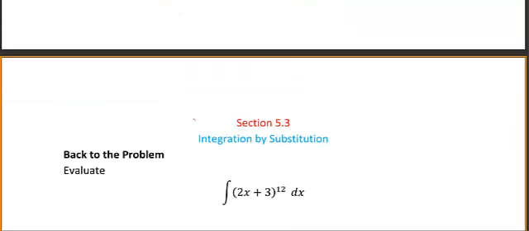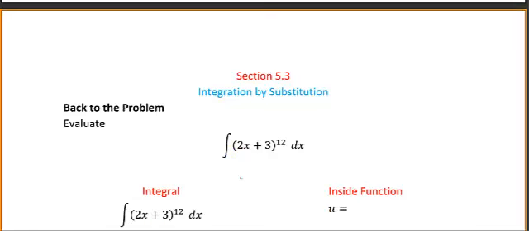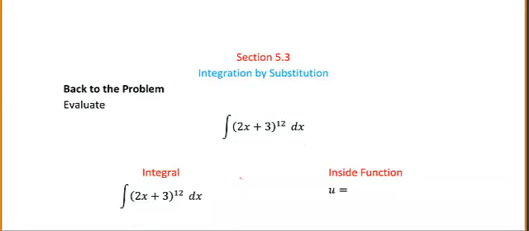All right, now let's take a look at this. Let's go back to this problem that was going to be hard to take the antiderivative of. Let's take a look at the antiderivative of 2x plus 3 to the 12th dx. Remember we let u be equal to g of x, the inside function. Notice the composite function here: 2x plus 3 is one function, and then that function is being raised to the 12th power. Let's let u be the inside function, the 2x plus 3.